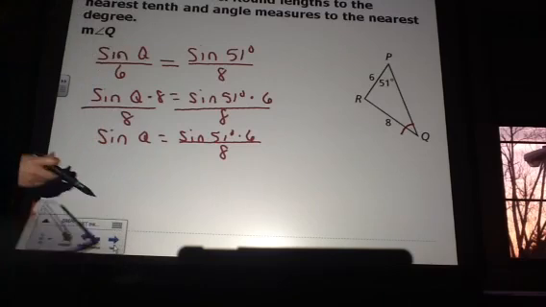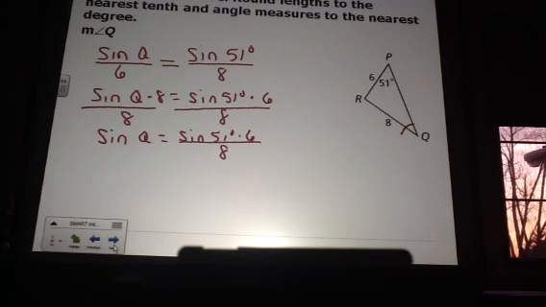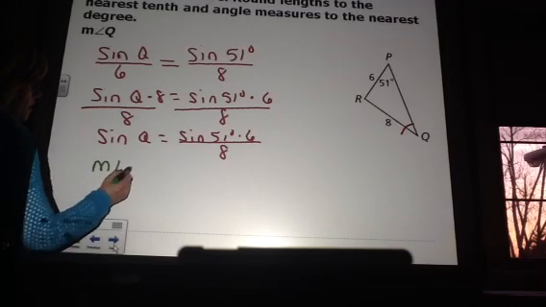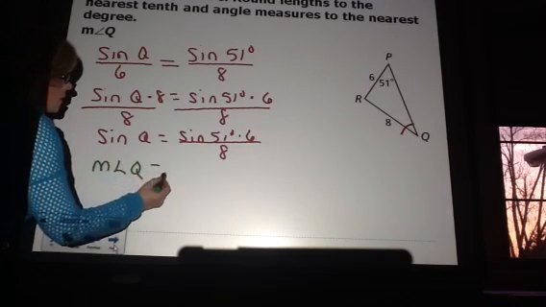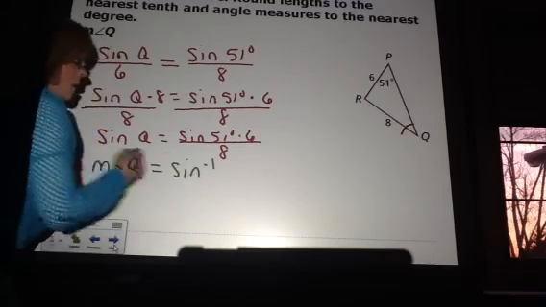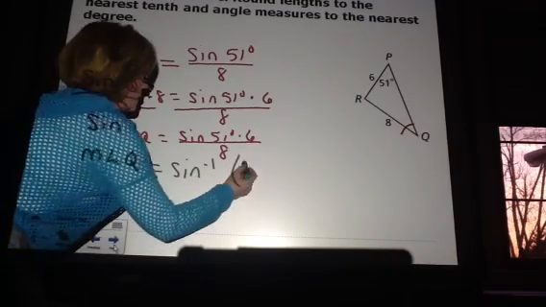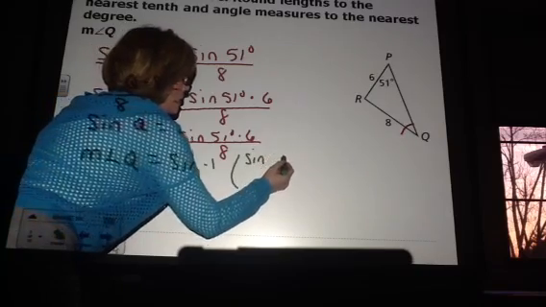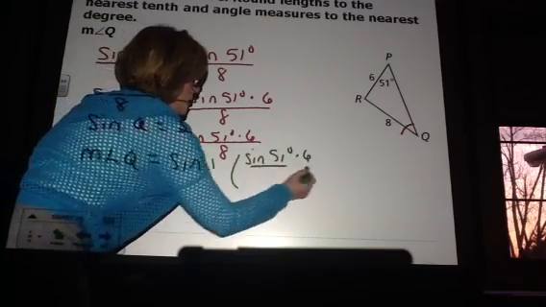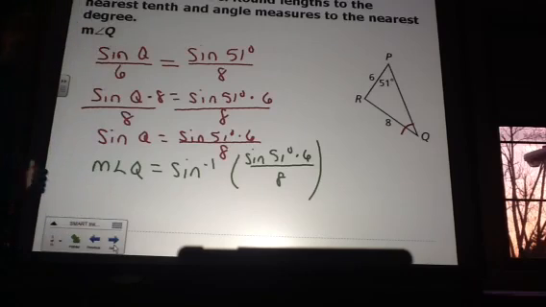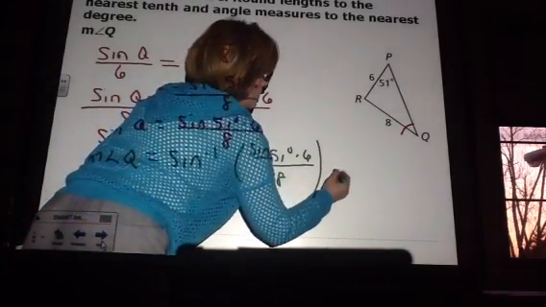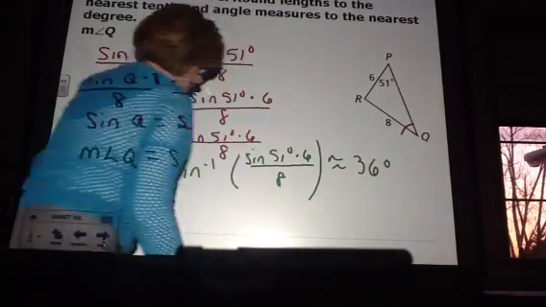Now, we're looking for an angle measure here. Because we're looking for an angle measure, we have to do the inverse. So the measure of angle Q is the inverse sine. In your calculator, you're going to key in sine 51 degrees times 6 divided by 8. We need to round to the nearest degree, so you're going to get approximately 36 degrees.